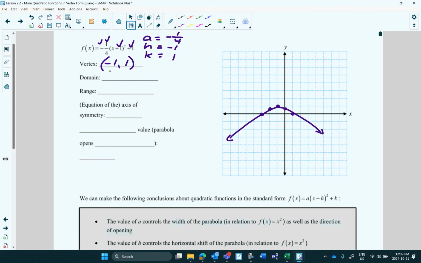So the domain is everything, as always. The range, what's the range? Negative infinity to 1. Go back to the vertex, axis of symmetry. X equals negative 1 and minimum or maximum. So I'm just going to put the value first. And it's a maximum value because it opens down.